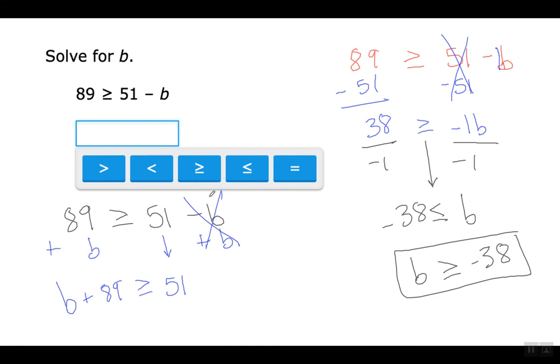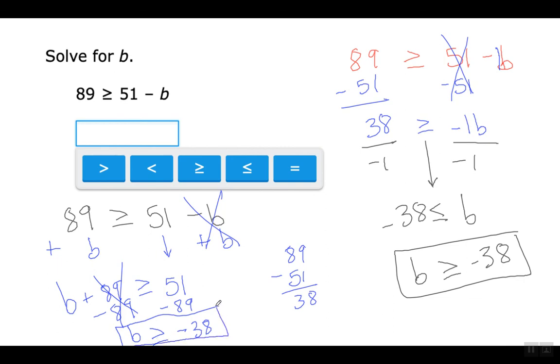Now the last step is let's just move the 89 to the right by subtracting it. Alright, 89 minus 89 is 0. Okay, so b is greater than or equal to. Now right here, 51 minus 89, you have to realize the answer has to be negative because you're taking away more than 51 from 51. So the answer has to be negative. Now what number goes here? To get the number that goes there, you've got to get the difference between 89 and 51, which means you subtract, which I did earlier. 89 minus 51 is going to give you 38.